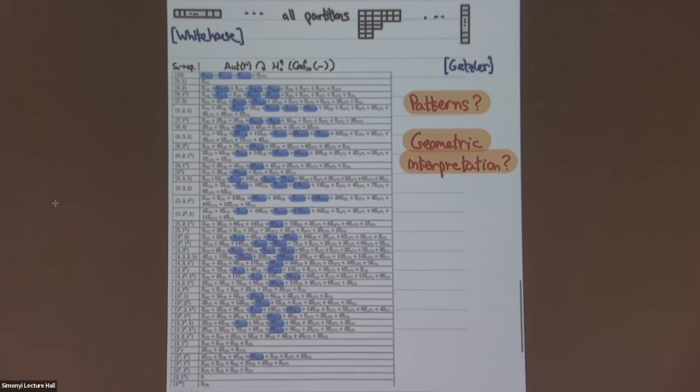Can we put this away? This is just to show that we've done some calculations.